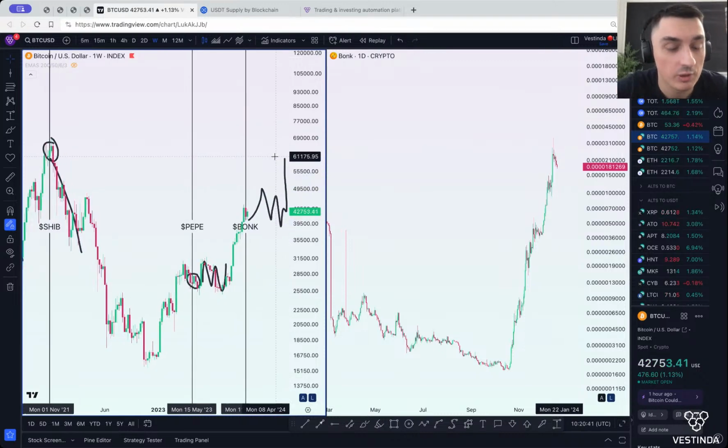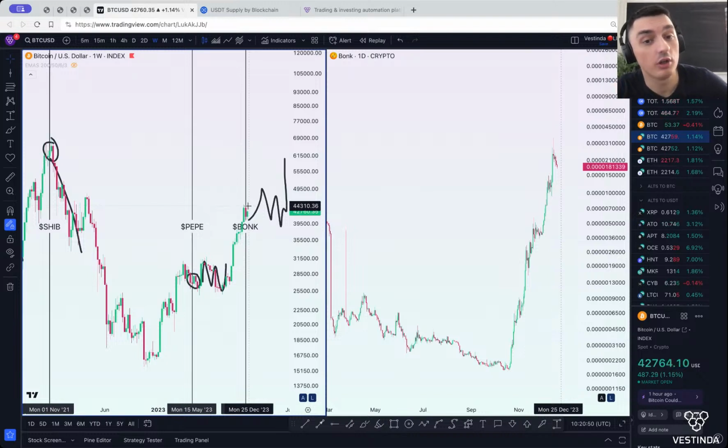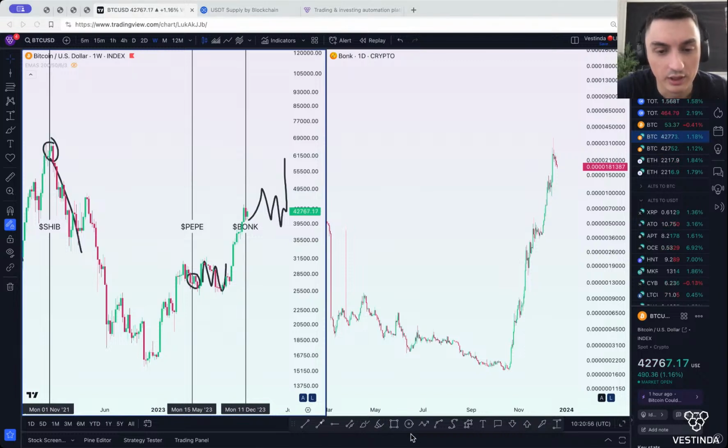So when I'm analyzing the Bitcoin chart, I see that the price is probably going to reach $50,000 before any major pullback. So this is what I'm expecting from Bitcoin at current levels. Maybe you have another opinion. Just drop it in the comments. Let us know what you think about Bitcoin.